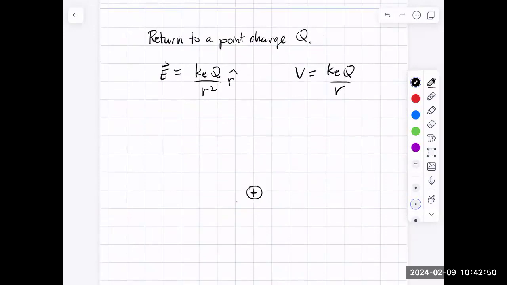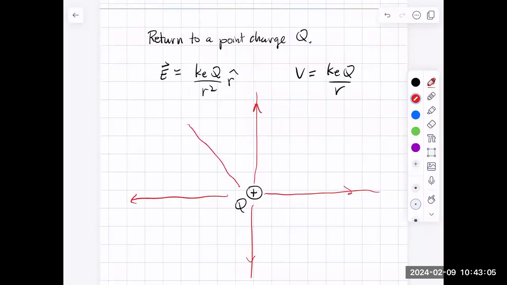So let's take a positive point charge, capital Q, and we'll draw the electric field like this. So it's just a radial electric field. Nothing unexpected or new here.